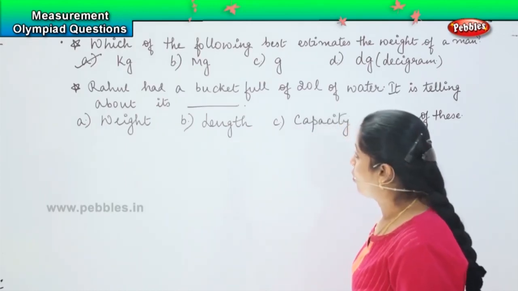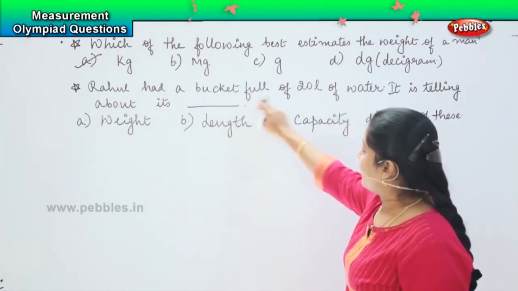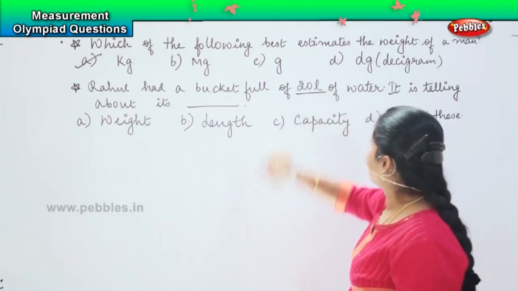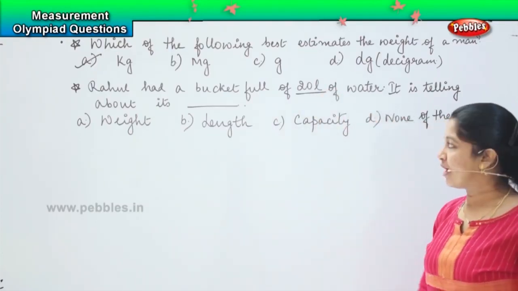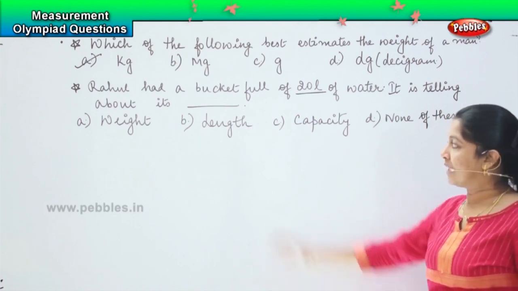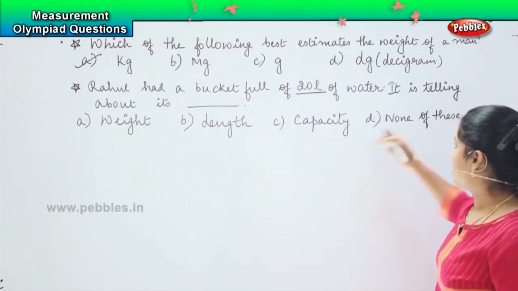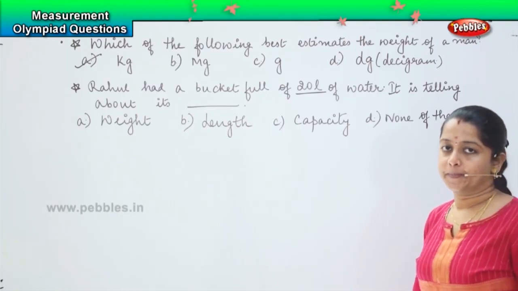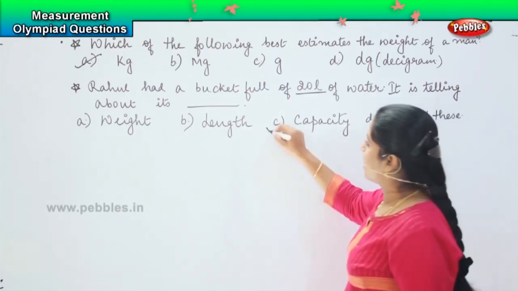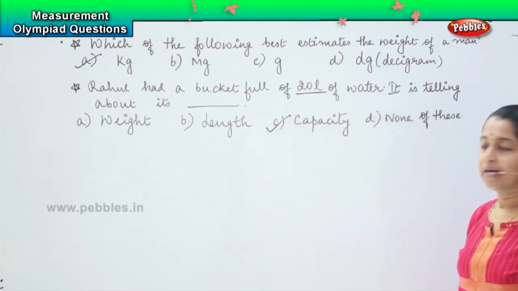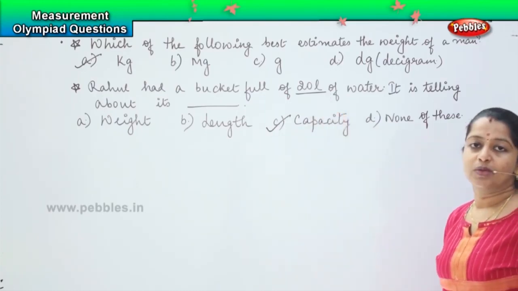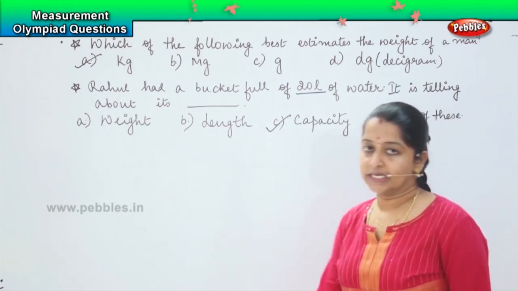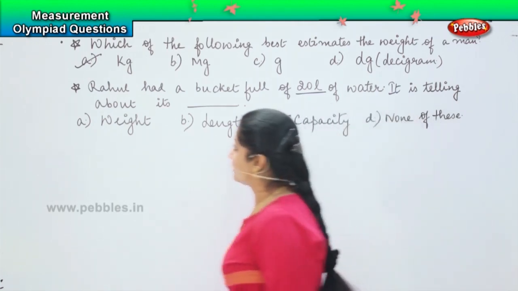Okay, so Rahul has a bucket which is full of 20 liters of water. So can you tell me what it is talking about? Is it talking about the weight of the bucket, the length of the bucket, the capacity of the bucket, or none of them? Very good. It is talking about the capacity of the bucket, 20 liters, right? So it is talking about the capacity which the bucket can hold. Clear? Shall we move further?